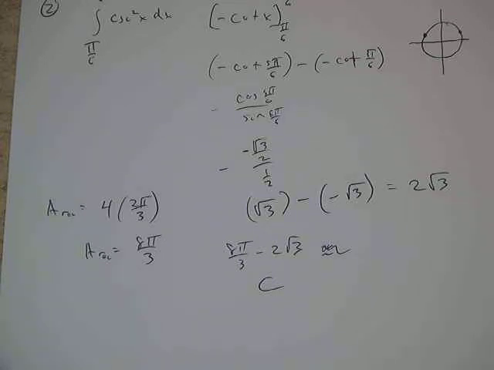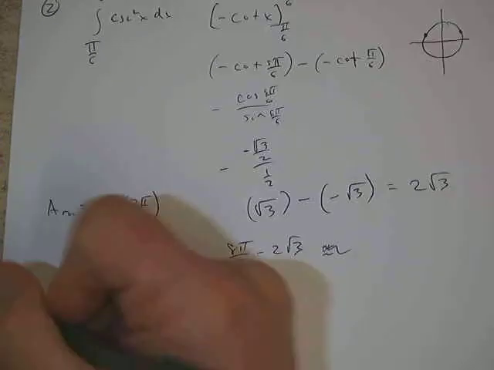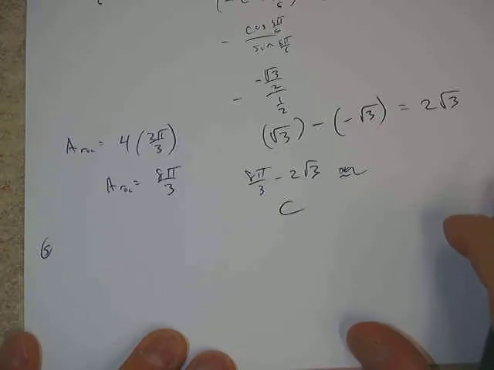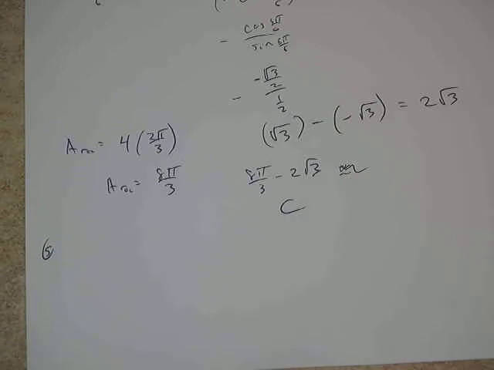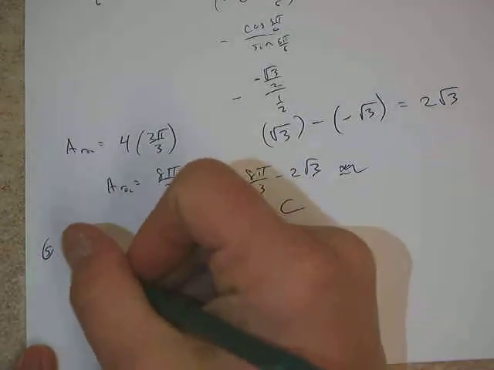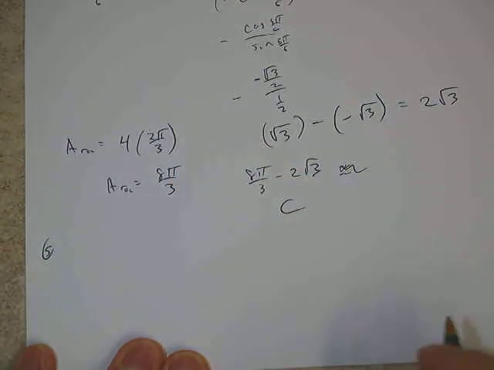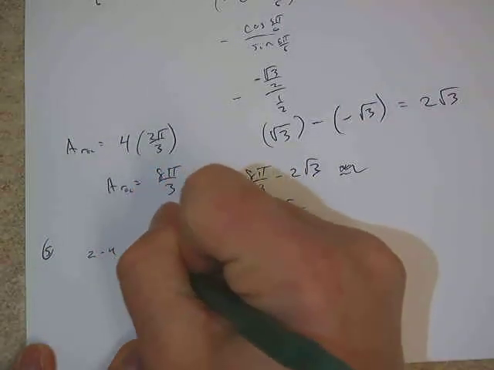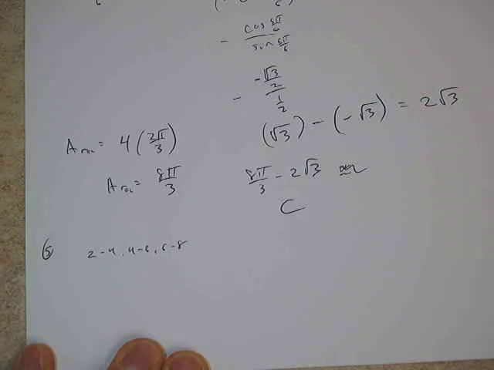Number 5. We have a trapezoidal rule problem, and it gives us the function 2x cubed from 2 to 8, and we need 3 subintervals. All right, and ultimately we have uniform subintervals here. If we go from 2 to 8, we have 3 subintervals. That means we're going to be going from 2 to 4, and then from 4 to 6, and then 6 to 8. 3 subintervals.